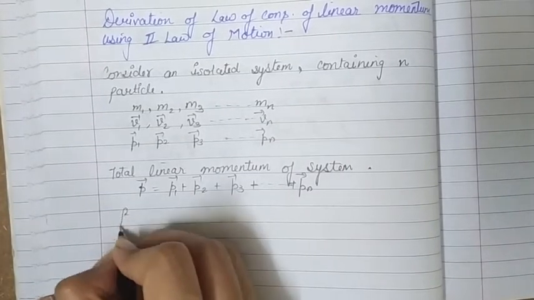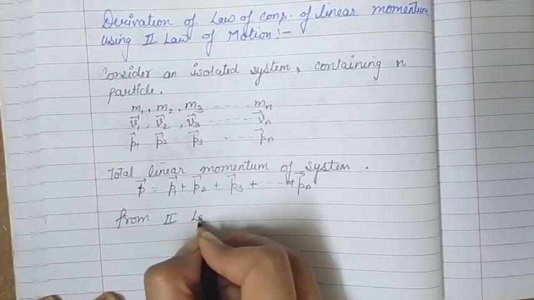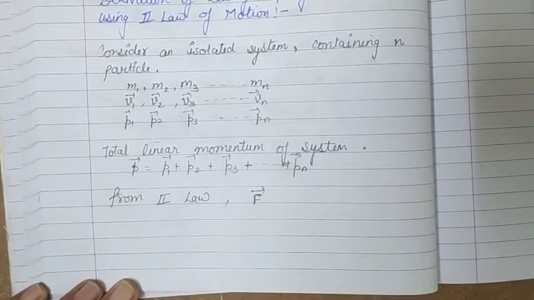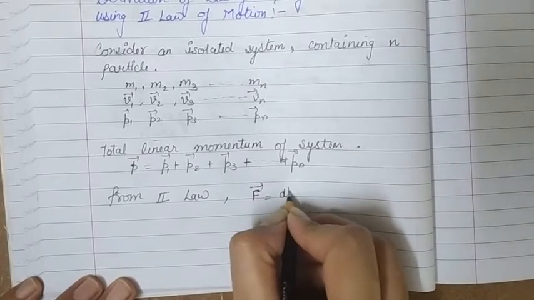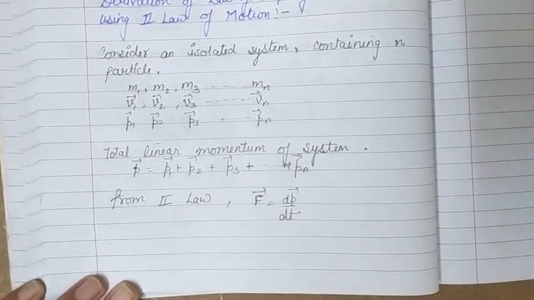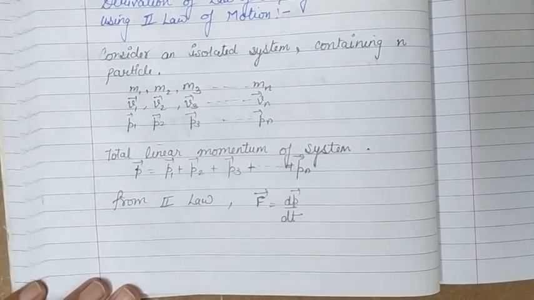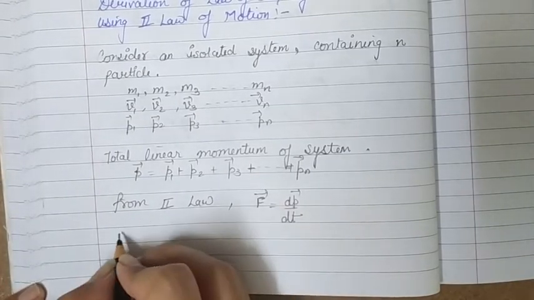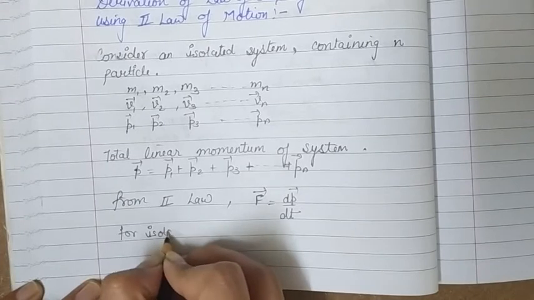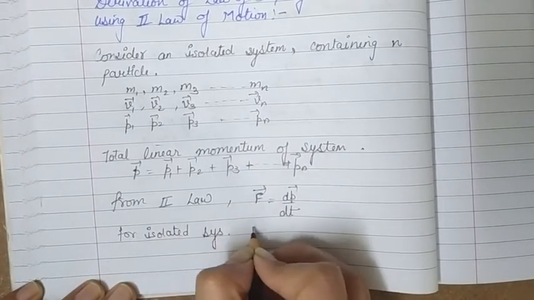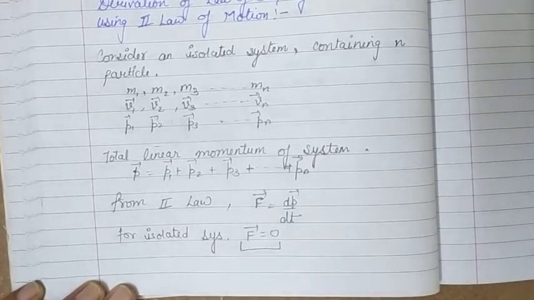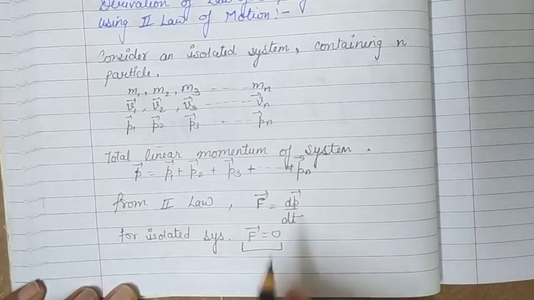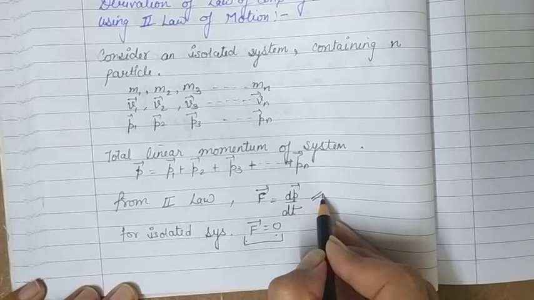Now from Newton's second law, we know that the force F vector is equal to the rate of change of momentum. The force acting on a system is equal to the rate of change of momentum, but the system that we consider is an isolated system. So for an isolated system, this quantity F vector is 0. Since the system is isolated, there is no external force acting on it, which means F vector is equal to 0, but we know that F vector is equal to dp over dt.